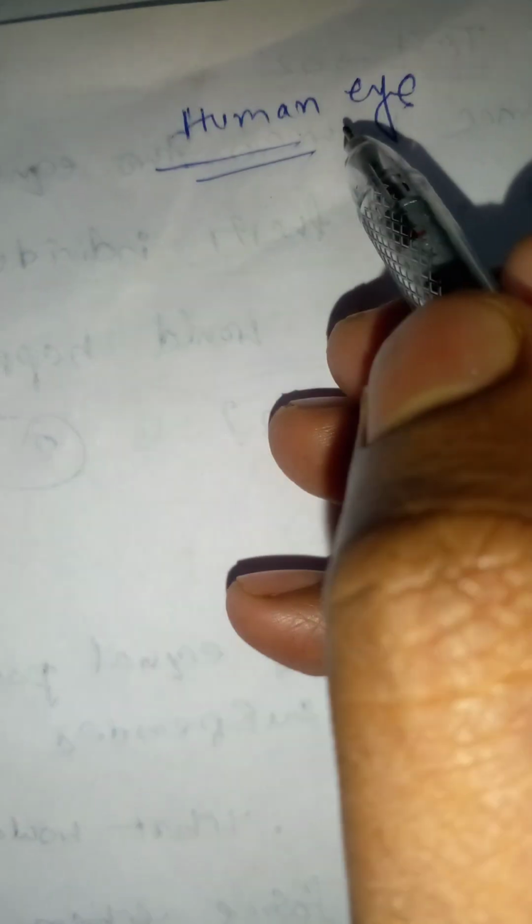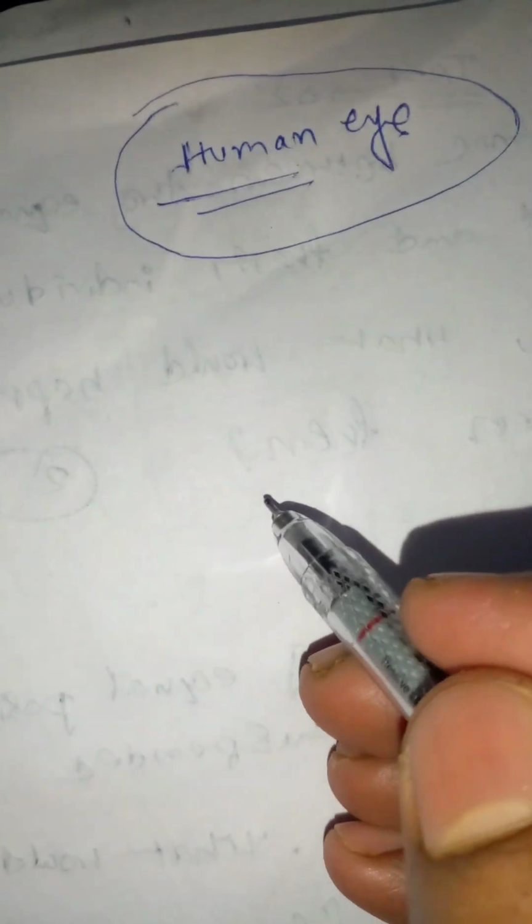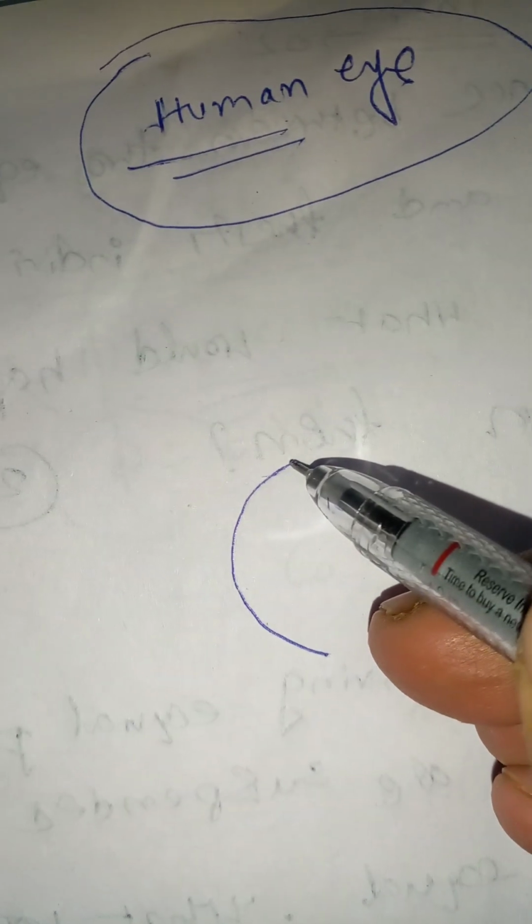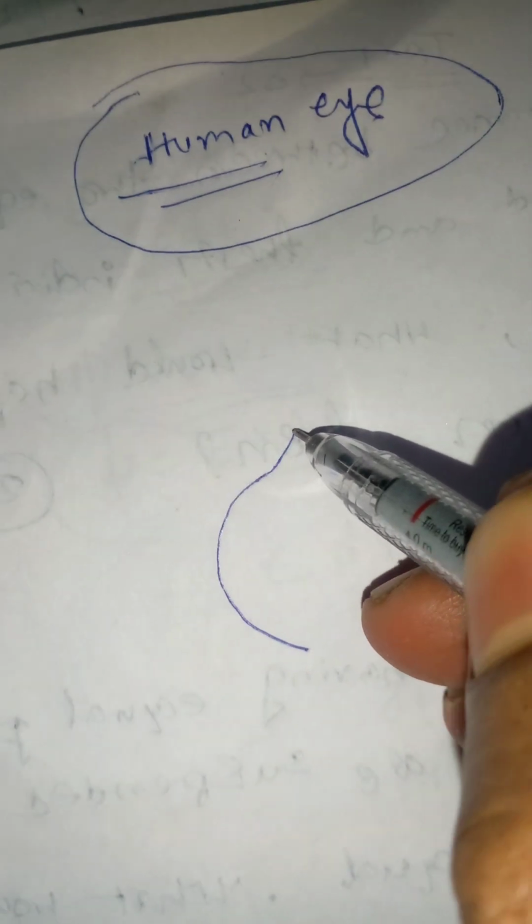Today, our topic of discussion is the human eye. So, let's start discussing that. First, we'll try to draw the human eye. Here, I'm drawing the outer portion of the human eye, that is the cornea. First, I'm drawing the layout of the human eye.